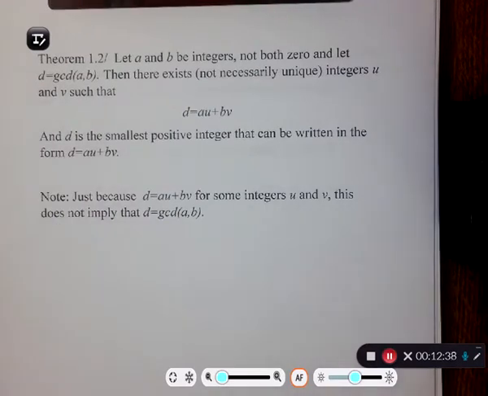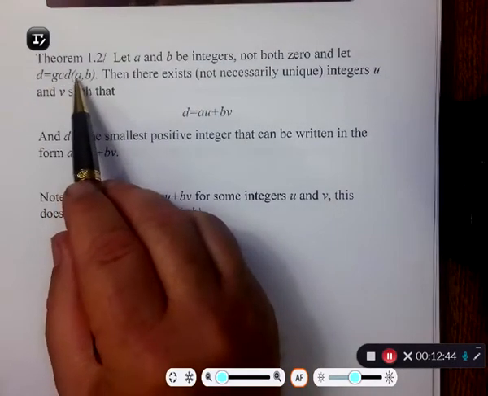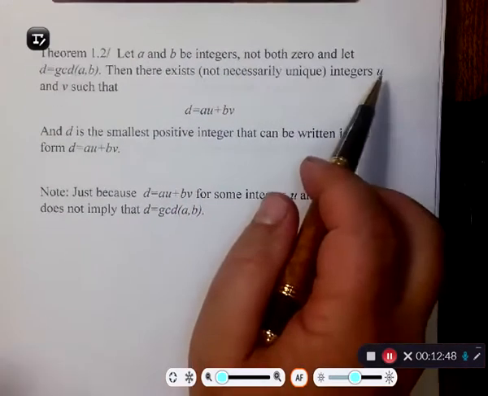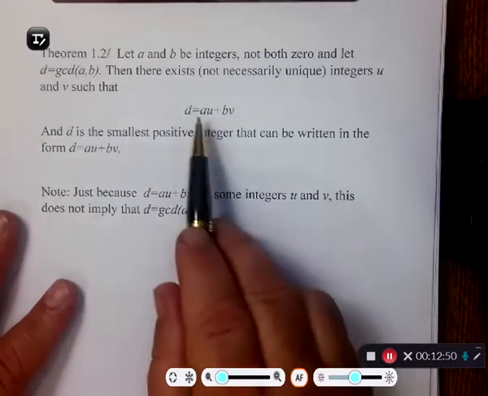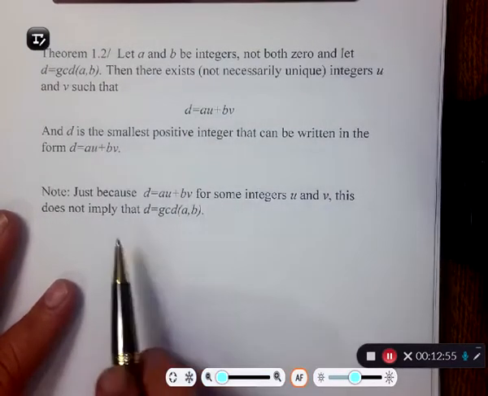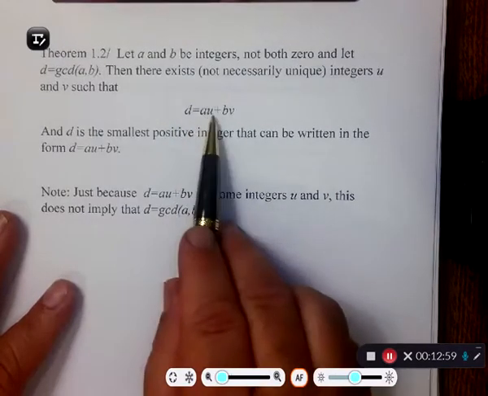Okay? So, understand what this theorem is telling you. If I give you D as a GCD of A and B, automatically by Theorem 1.2 there exist integers U and V such that you can write an equation. But remember this, it's a one-way implication. If you got the GCD, you can write the equation.